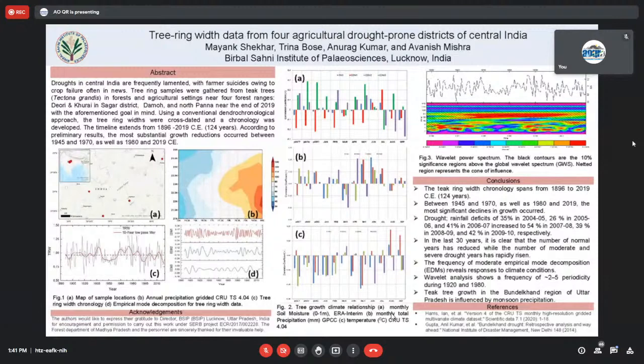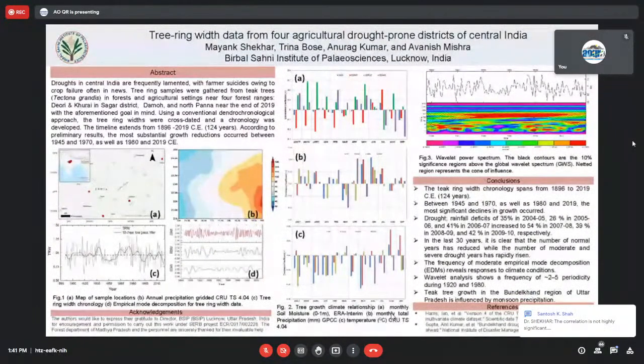So in conclusion, we have developed a tree-ring chronology ranging from 1896 to 2019. Between 1950, 1970, and 1980, 1920 and 29, we have low and declining tree growth. And as we all know, the rainfall in Bundelkhand has been declining since 2004, 5, 6, 7, 9, 10. The tree growth also declined in synchronization with the declining rainfall pattern. It is clearly evident that in the last 30 years, the normal rainfall years have also reduced, while moderate to severe droughts are increasing.